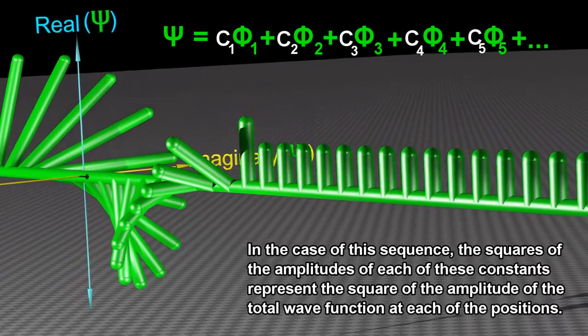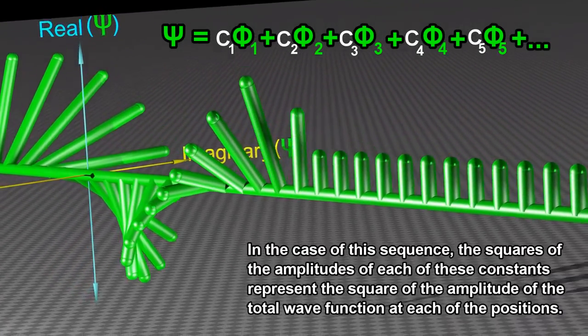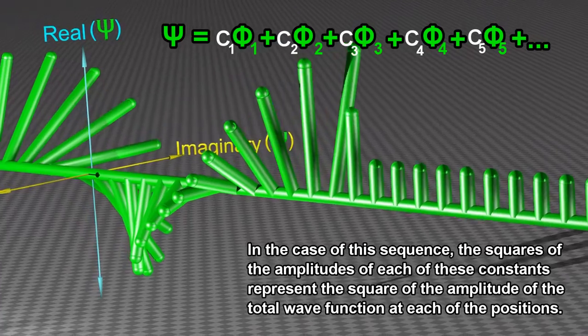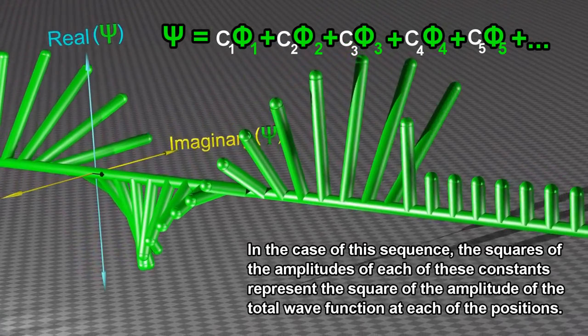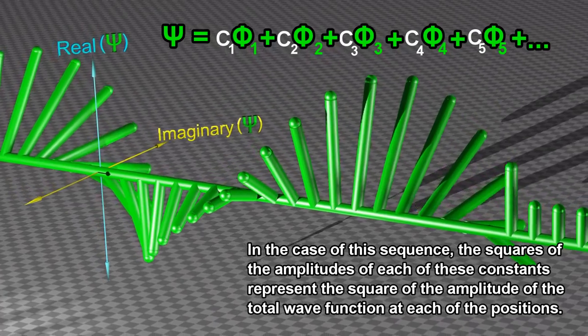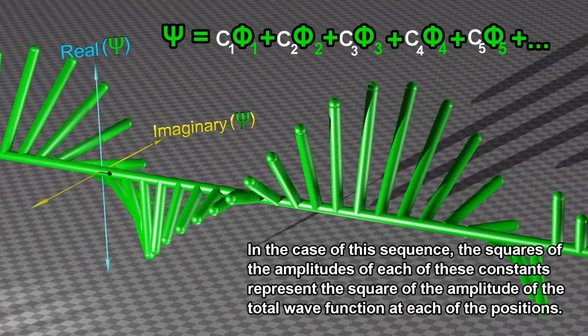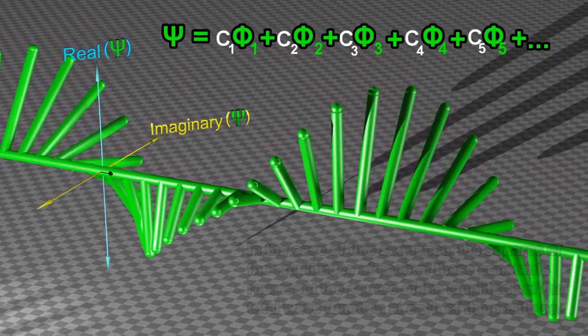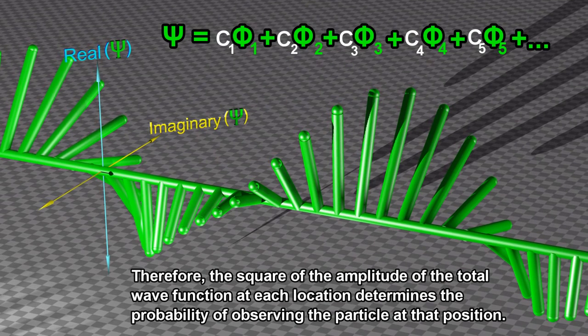In the case of this sequence, the squares of the amplitudes of each of these constants represent the square of the amplitude of the total wave function at each of the positions. Therefore, the square of the amplitude of the total wave function at each location determines the probability of observing the particle at that position.